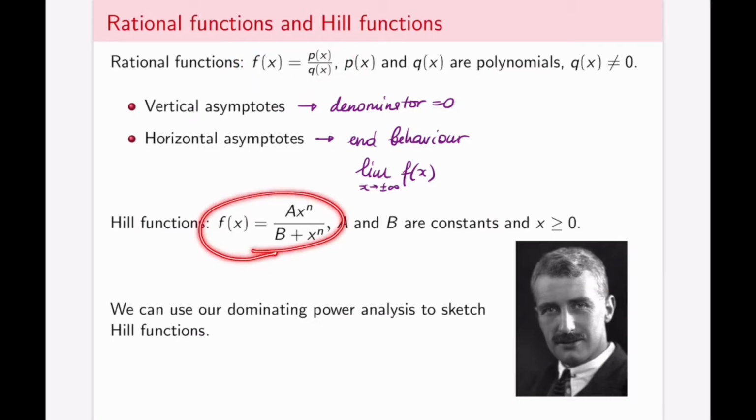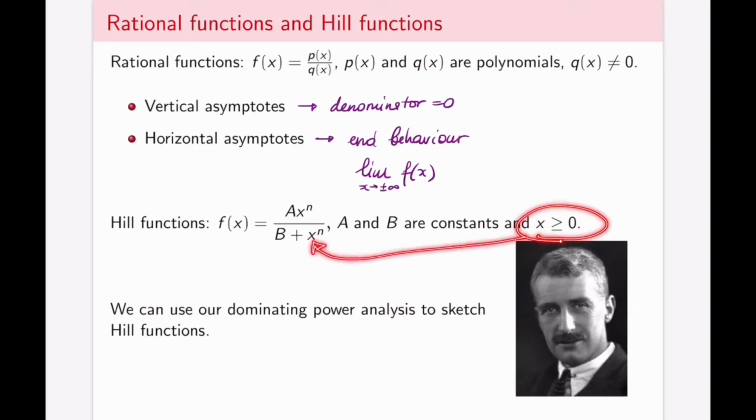And these are rational functions of a very particular kind, the functions that look like this, where a and b are constants and the powers of x are the same on top and the bottom. Hill functions are named after the British physiologist Archibald Hill, who studied them in a variety of applications, and in particular in protein binding and muscle physiology, for which he received the Nobel Prize in Medicine in 1922. Because of their applications, we will consider these functions mainly for positive values of x.